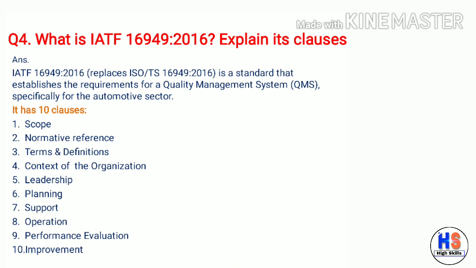It has 10 clauses, which are first one is scope, second one is normative reference, third one is terms and definitions, fourth one is context of the organization, fifth one is leadership, sixth one is planning, seventh one is support, eighth one is operation, ninth one is performance evaluation and 10th one is improvement. So these were the clauses of IATF 16949 2016.